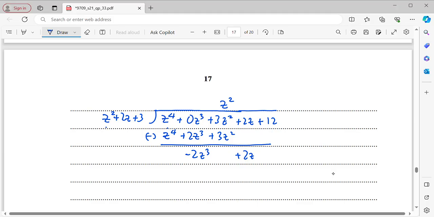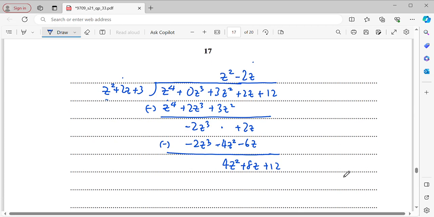When you need to get negative 2z cubed from z squared, you have to times with negative 2z. So here is going to be negative 2z cubed. Negative 2z times positive 2z will be negative 4z squared. Negative 2z times positive 3, negative 6z. And again minus. So first term will be 0. Second term here is 0 minus negative 4z squared, means that is 4z squared. Then 2z minus negative 6z is plus 8z. Bring down the 12. Okay, so now we must get 0 remainder.